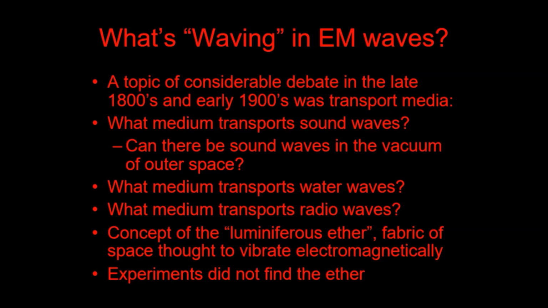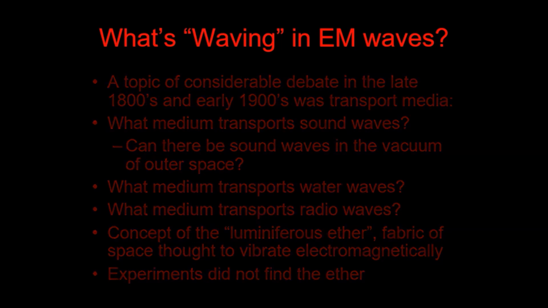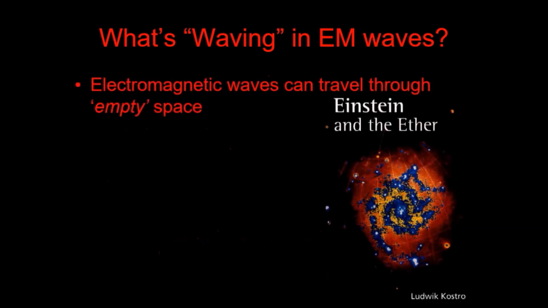If you take something like a sound wave, it requires an atmosphere, it requires gas, or it requires a fluid at least to travel through. But there are no sound waves in a vacuum of space. And by this point, people had figured this out. So how could waves travel through empty space? And the question really was, what is waving? And electromagnetic waves can indeed travel through empty space.